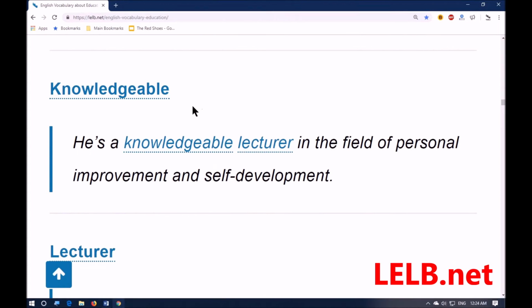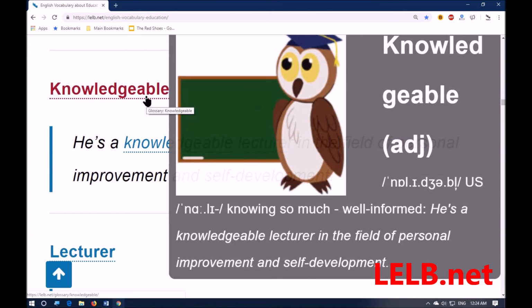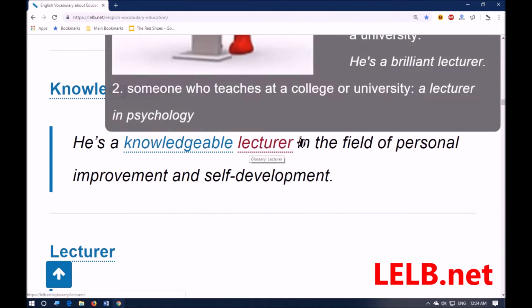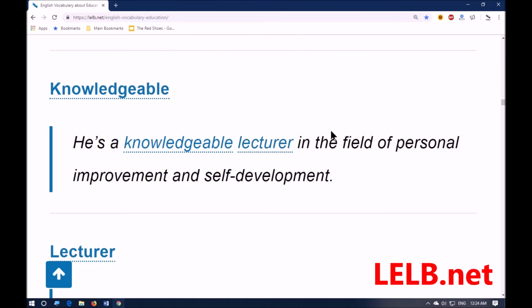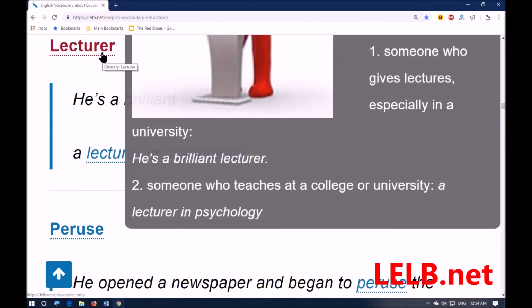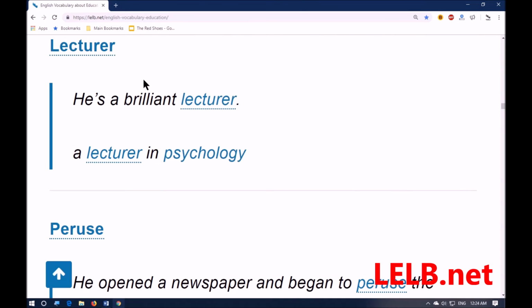Next, knowledgeable means knowing so much, well informed. He is a knowledgeable lecturer in the field of personal improvement and self-development. And lecturer, someone who gives lectures, especially in a university. Someone who teaches at a college or university. He is a brilliant lecturer, a lecturer in psychology.